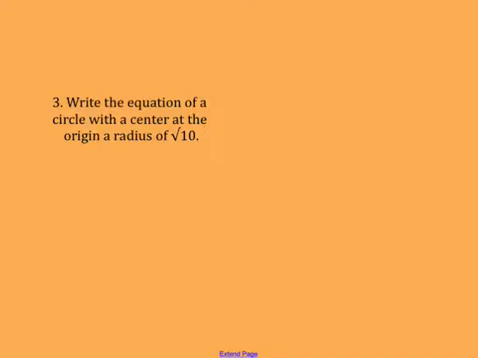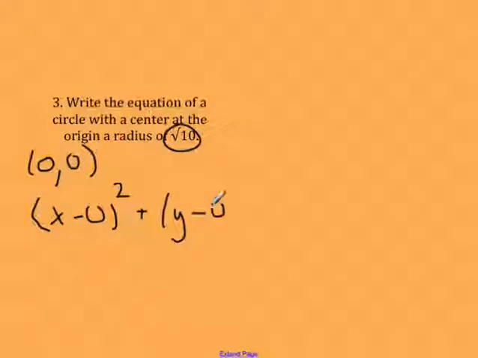So for number 3, we want to write an equation of a circle with the center at the origin. So what does that mean? Well, if the center is at the origin, that means it's at the point (0, 0). And the radius is the square root of 10. Well, let's go ahead and write that out. So we have x minus 0 squared plus y minus 0 squared is equal to the square root of 10, and that's going to be squared.